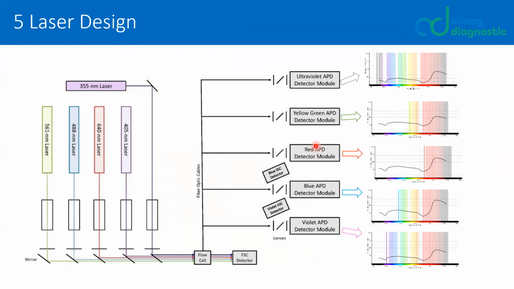Another more important thing to mention here is that we have 2 side scatter detectors, one under the blue and a second one under the violet, that will help us with small particles. We will show you some examples later.